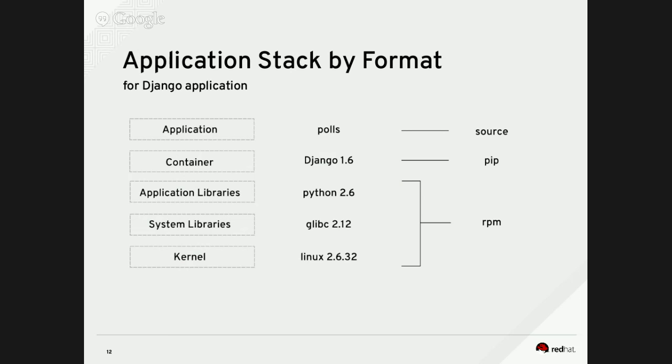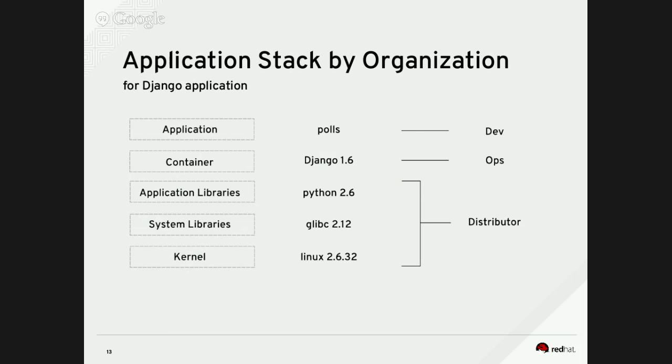That's absolutely right. Yeah, I'm talking about the layers of the application stack for a Django application. Absolutely right. So you think about at the top, the developer wants to take his source code and drop it in a container, right? And so that'll take a different format, right? It might be a git checkout, or it might be a tarball or something like that that gets dropped into the container.